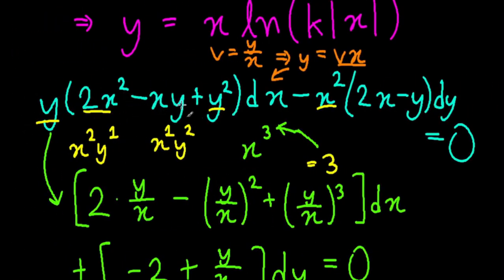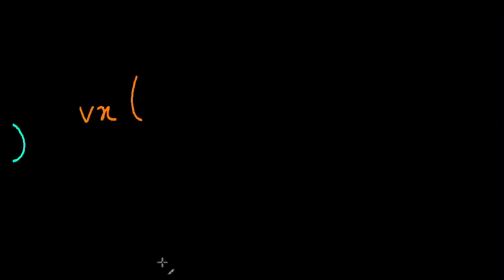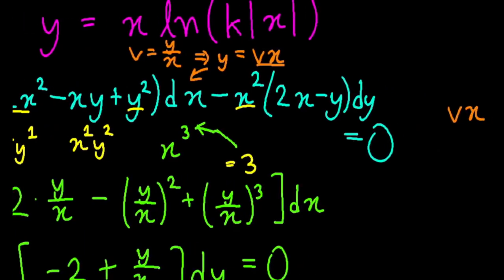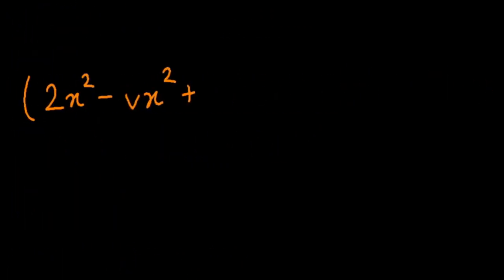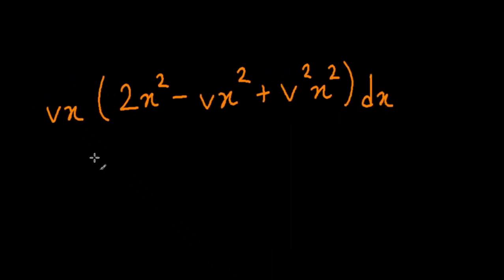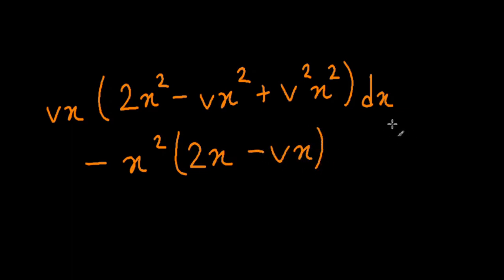So 2x squared minus x into vx, basically vx squared. And I think it was plus y squared, right? Yeah, plus y squared, so it's v squared x squared. And this is multiplied by dx. Then you subtract x squared 2x, and then you have a minus y, so you are going to put a minus vx there. And all of this is equal to 0.